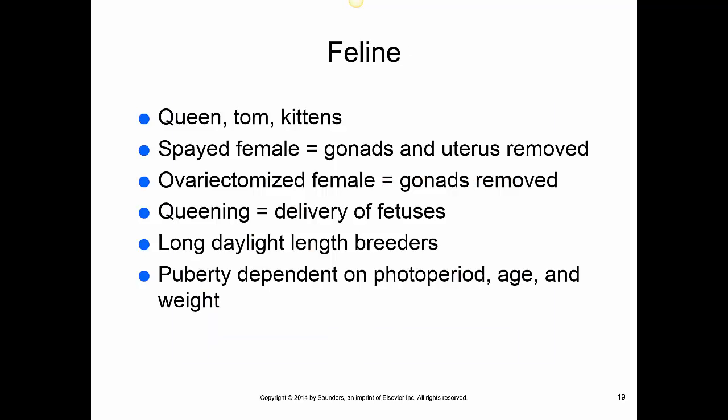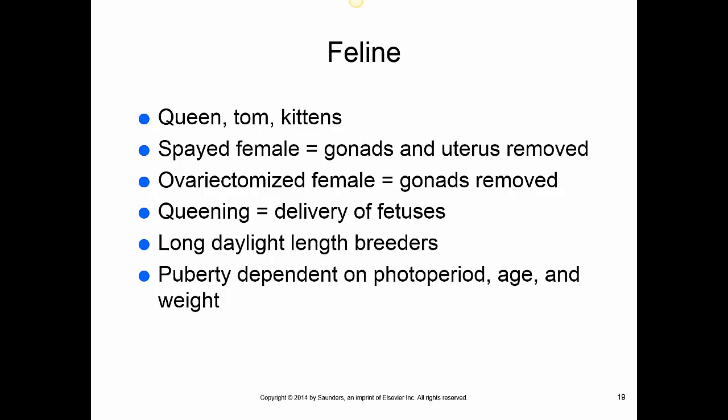Feline: only a female cat would demand to be called a queen, so they're called queens. Males are called toms, and young offspring are known as kittens. Spayed females, we take out the ovariohysterectomy, so the ovaries and the uterus. They can do an ovariectomy, where we just take out the ovaries in female cats, but once again, that's a very rare thing to do anymore. Pretty much we do the full spay.